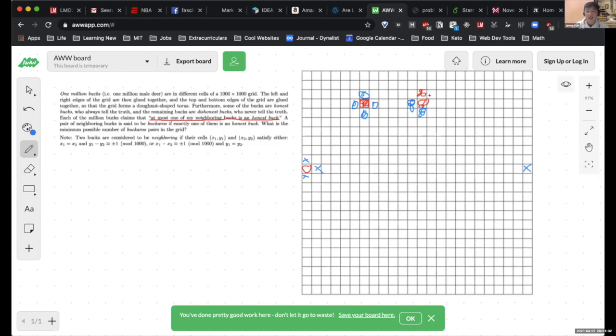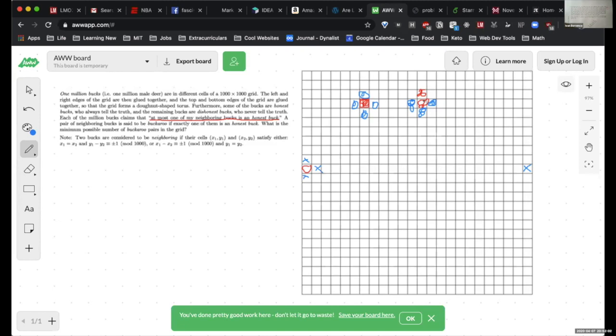And then the converse is that if you have a dishonest buck, that means that they must be lying. So they must have at least 2 neighbors that are honest bucks. I'm not going to draw it out, but there's a lot of cases that can happen here. Basically, if you're a dishonest buck, you're required to be surrounded by 2 honest bucks, and there are 11 different configurations in which that can happen. There's a lot, so I won't draw them all out.